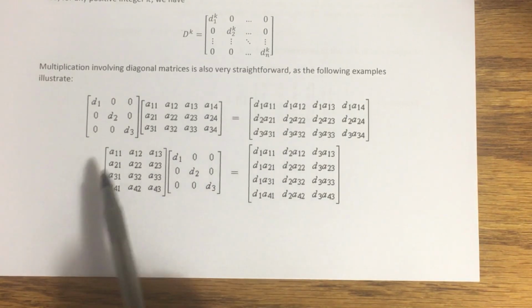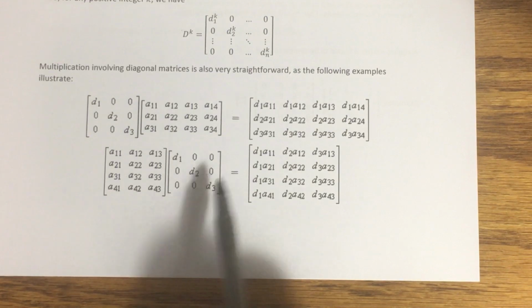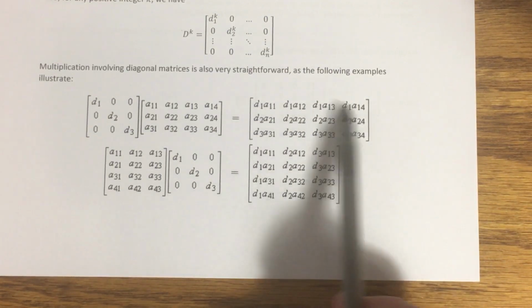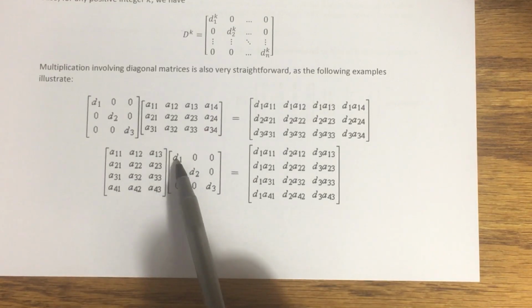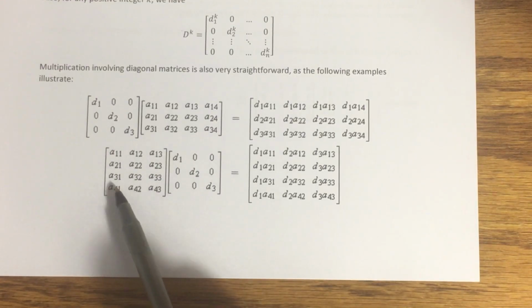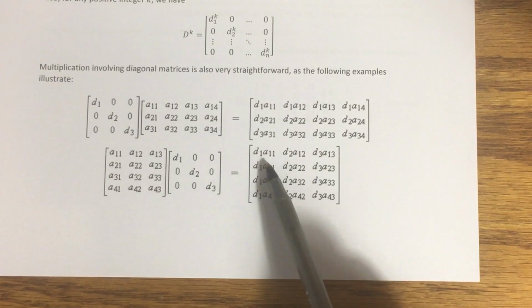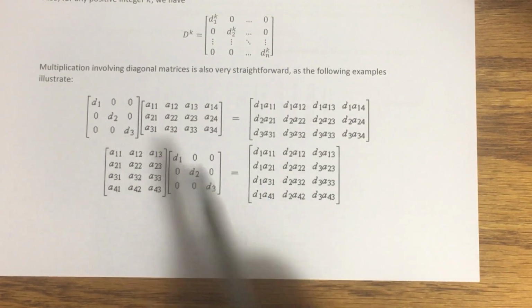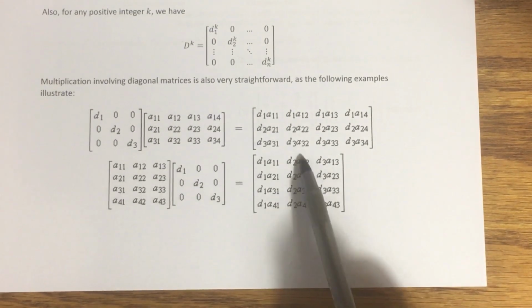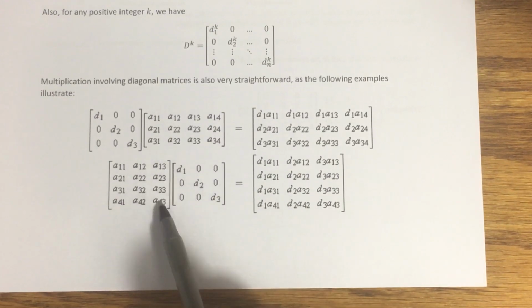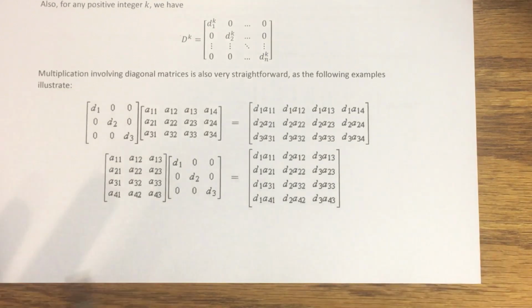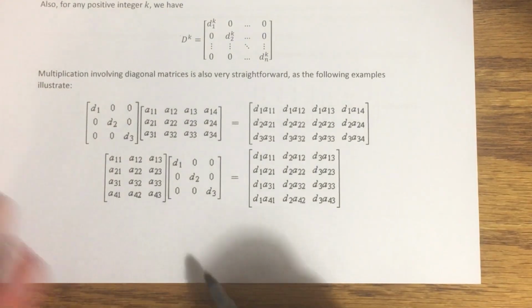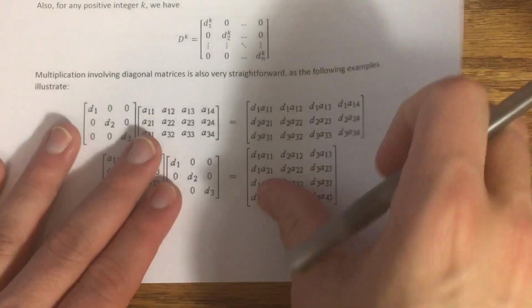What happens if you multiply a diagonal matrix on the right? Well, now the diagonal entries are no longer determining rows of our product, they're determining columns of our product. Notice D1 times each individual entry in this column gives me each individual entry in the result. And then D2 times these entries give me these entries. D3 times these entries give me those entries. And again, do the multiplication the long way first to see why that's happening. It should give you a feel for why these properties hold.